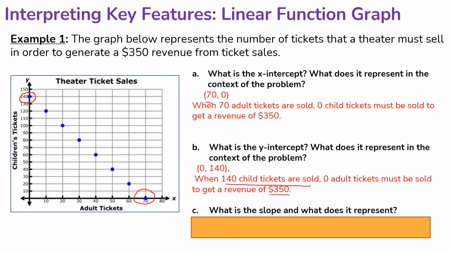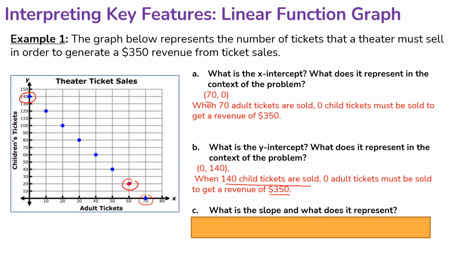All right. So for C, it says, what is the slope and what does the slope of this graph represent? So I like to use rise over run, just counting the spaces instead of using ordered pairs if I have a graph. And so I'm going to pick these 2 points at the bottom here. I'm going to pick this ordered pair, that would be 60, 20, and this ordered pair right here, the x-intercept at 70, but I'm just going to count the spaces.